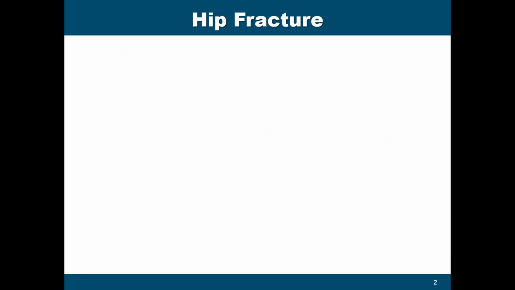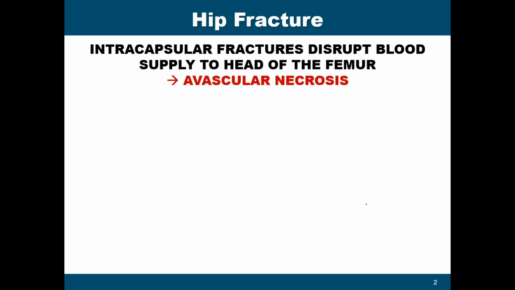Hip fractures are a serious problem for older adults and most commonly result from falls in the home. Complications from a hip fracture in older adults often lead to death. The most common problem we see among older patients, especially above 65, is that intracapsular fractures disrupt the blood supply to the head of the femur, causing avascular necrosis, which is the failure of the area to heal because of a problem in circulation. So what are some of the assessment findings in hip fracture?